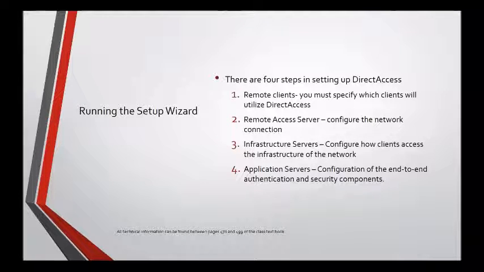Infrastructure servers. In step 3, you configure how clients access the infrastructure of your network, such as DHCP and DNS. And lastly, application servers. Here's where you configure the end-to-end authentication and security components of what part of your network will be accessed by direct access clients.